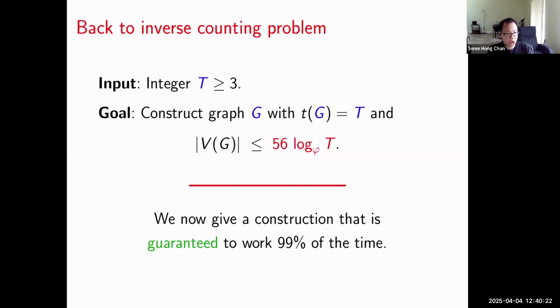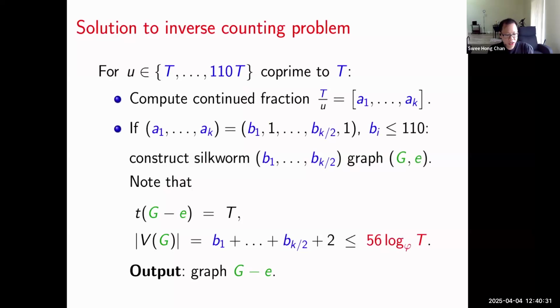Here is our construction that works 99% of the time, or it works with probability 1 as n goes to infinity, also as t goes to infinity. It goes like this. Given any t, you go through a for loop. You go through all integers u between 1 and t that are co-prime to t. You compute the continued fraction. If the continued fraction is not of the alternating form, then you do nothing, you reject.